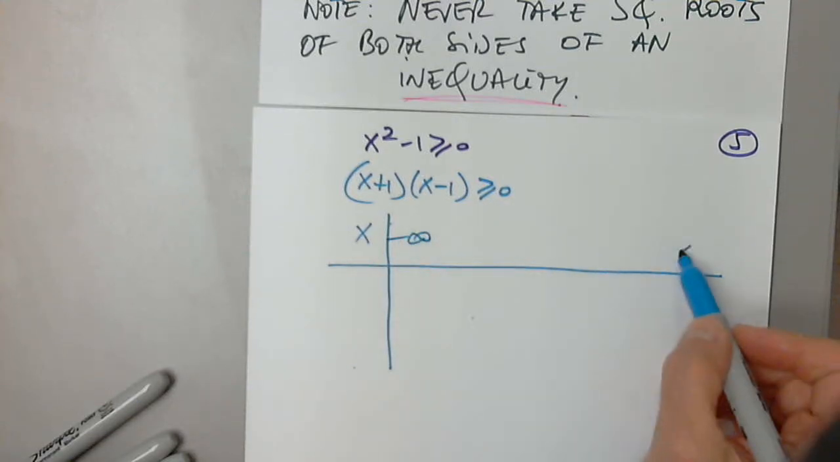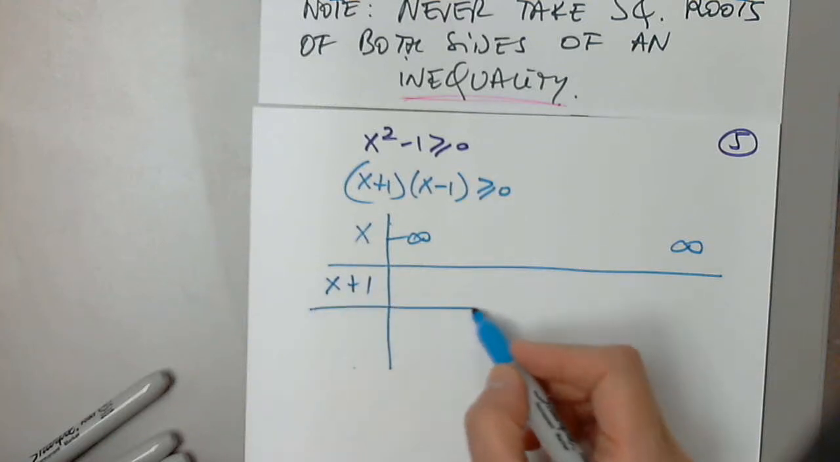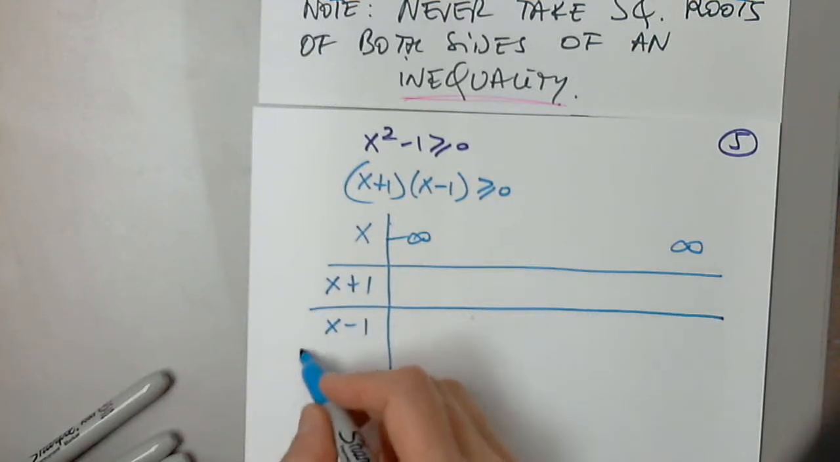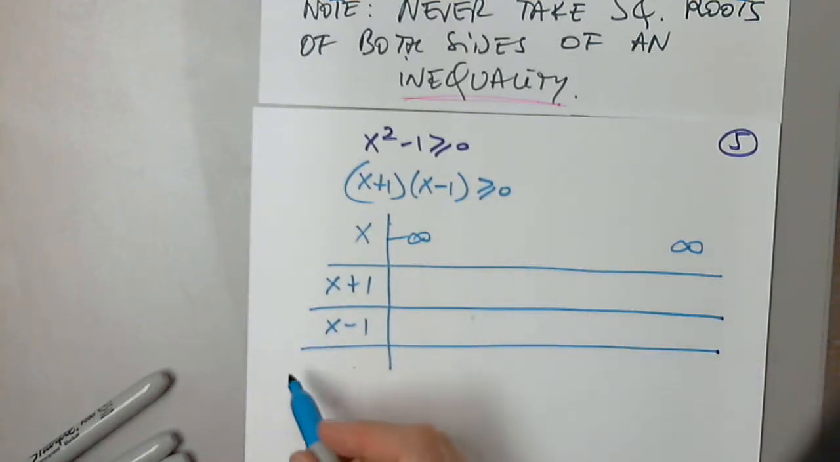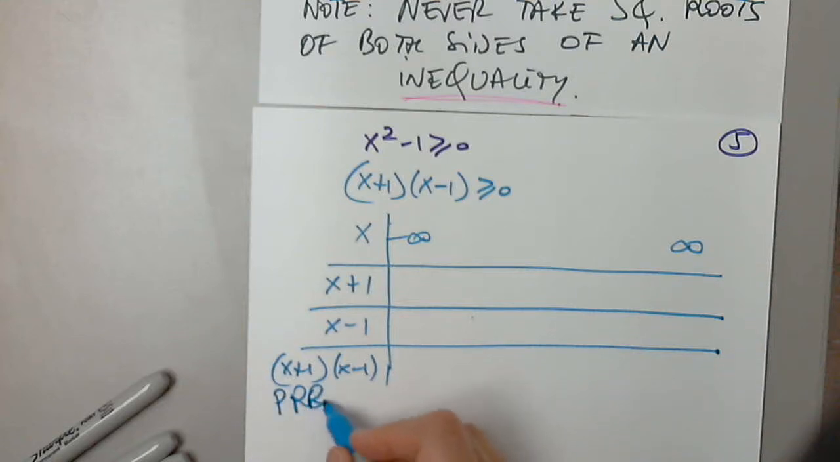So x is the variable in the problem. x plus 1 is the first factor. x minus 1 is the second factor. And this is what I'm interested in, the product. I'm interested in the product, the sign of the product. Since I'm posting this later, I just want to make sure they're as clear as possible. Okay.